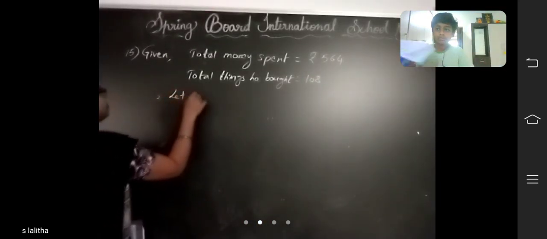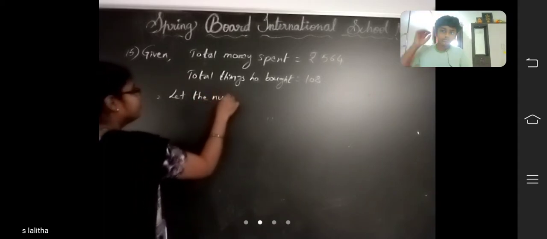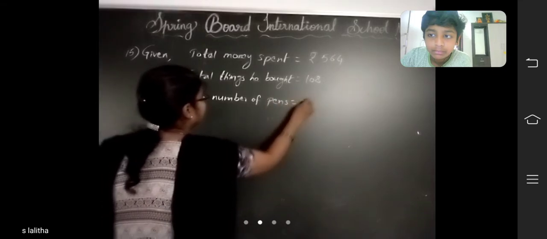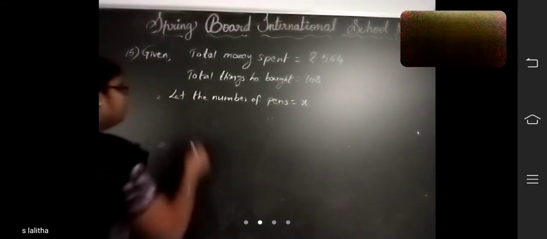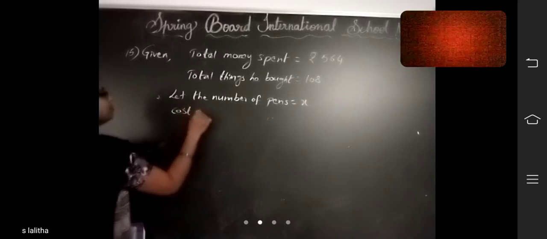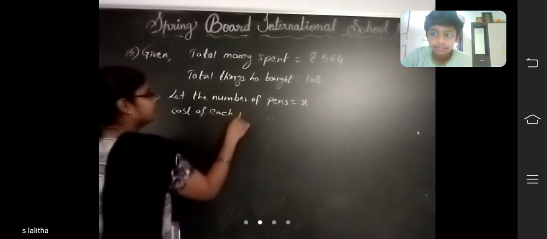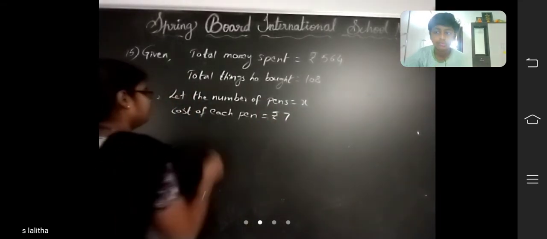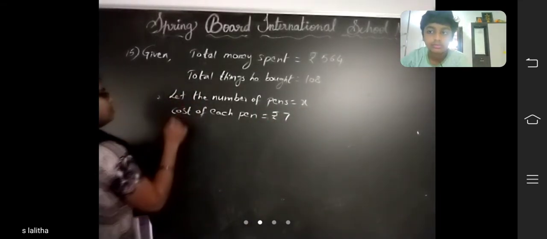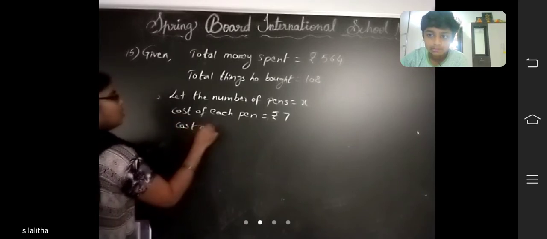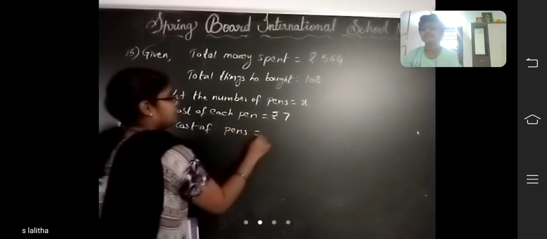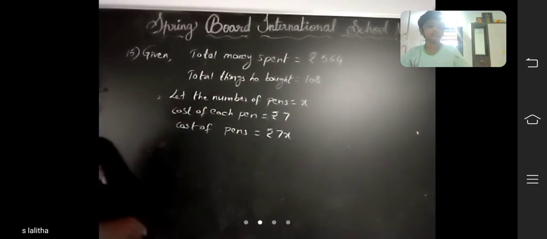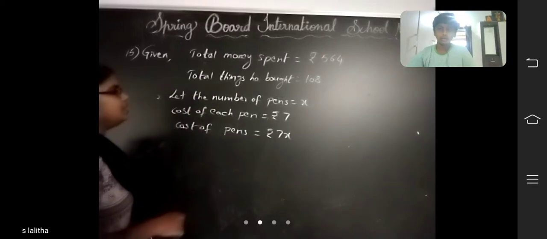Let the number of pens equal X. Now the cost of each pen is 7 rupees. So the cost of pens is 7 into X, that is 7X.